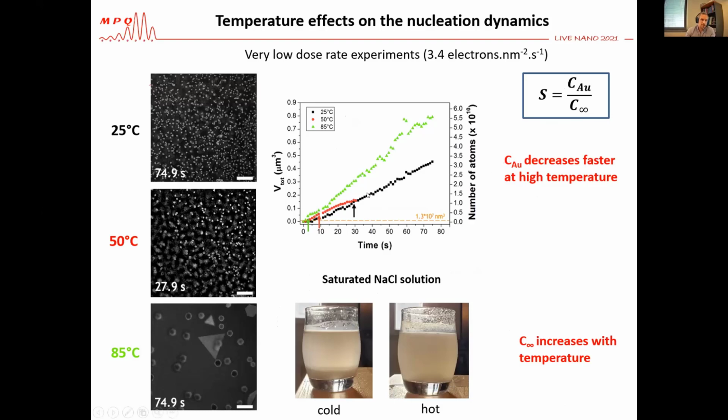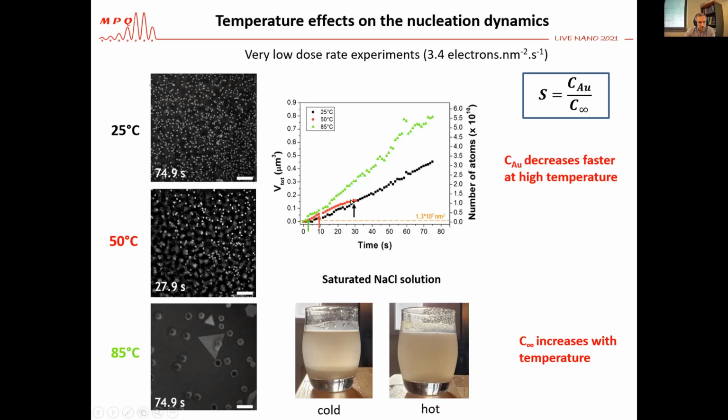And on this graphic, you see the evolution of the total volume of nanoparticles as a function of time, and you see that the concentration of gold atoms in the liquid cell will decrease faster at high temperature, which could explain why the supersaturation ratio decreases faster at 85 degrees.